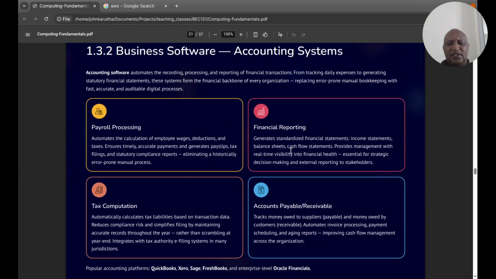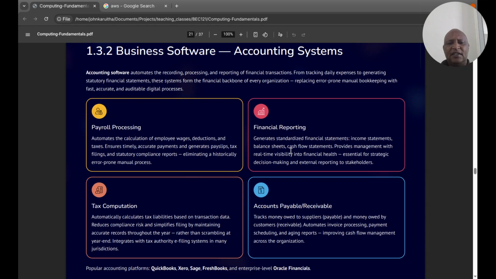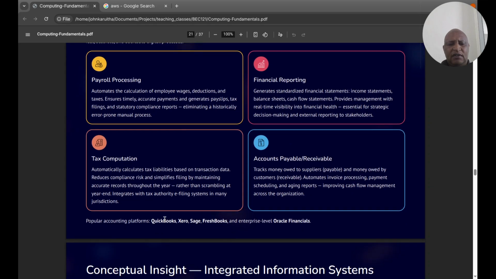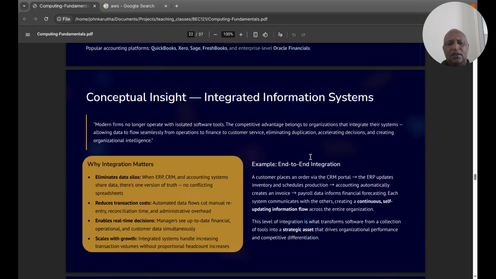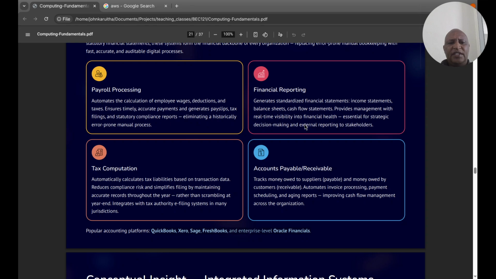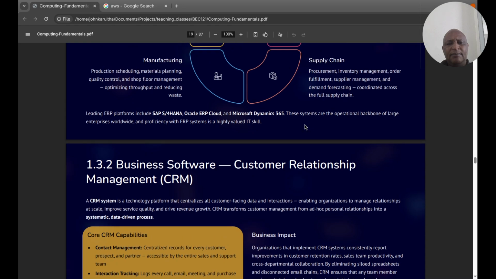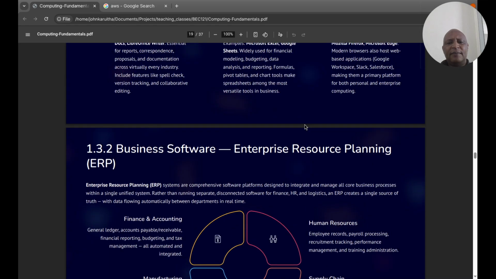We have accounting systems. These are softwares specifically meant for accounting purposes: payroll, financial reporting, computing taxes, and whatever. Examples are QuickBooks. QuickBooks is what I have used extensively. We have Sage, FreshBooks, and so on and so on. So instead of having a separate accounting system, having a separate CRM, it is always better to have an ERP.